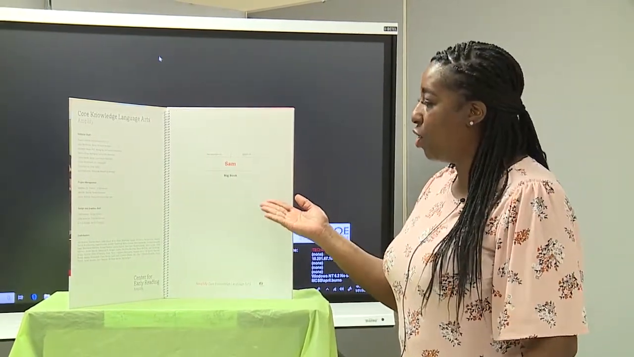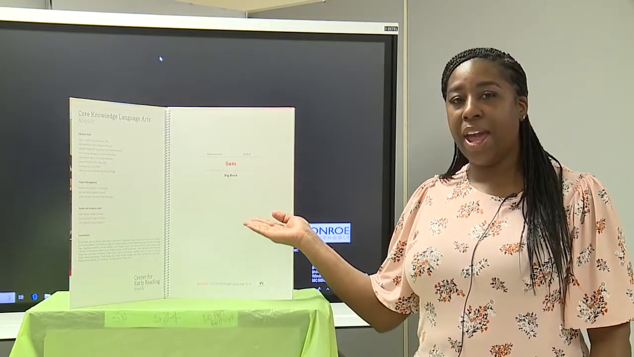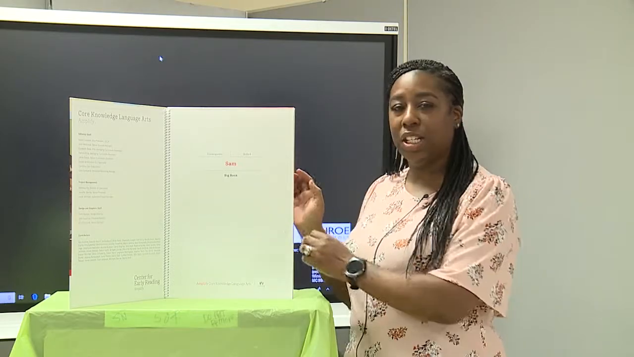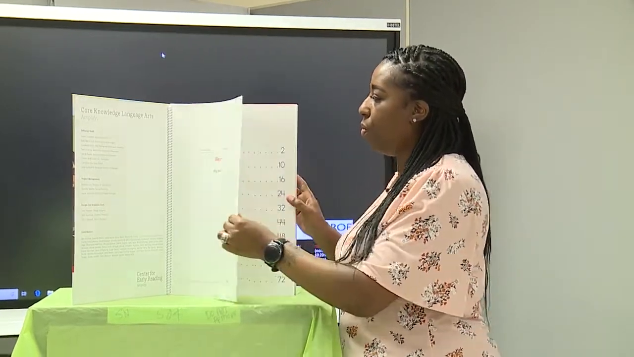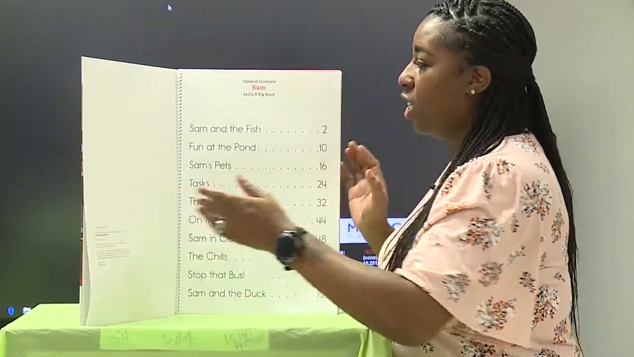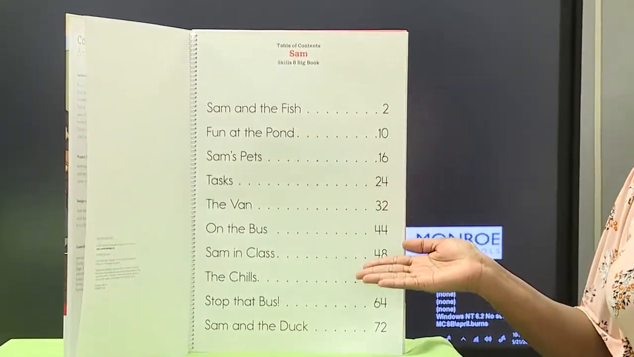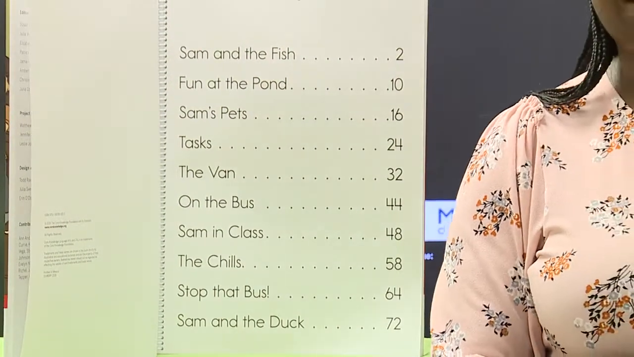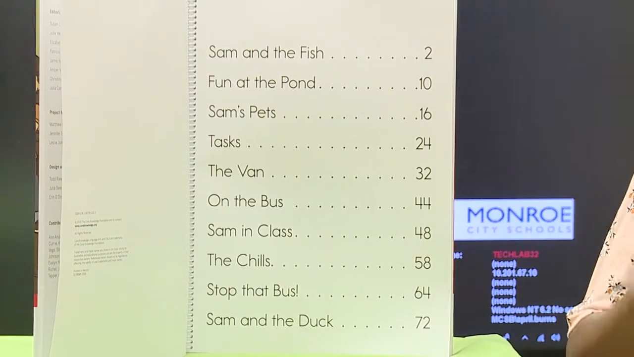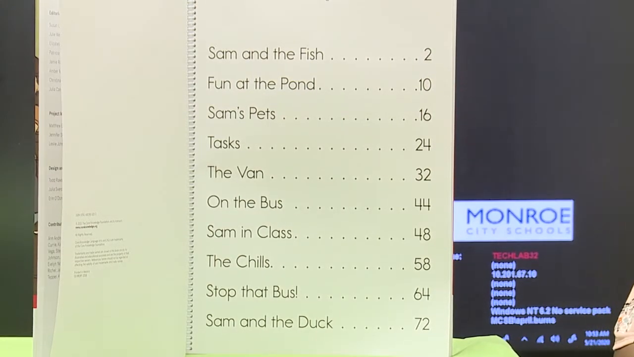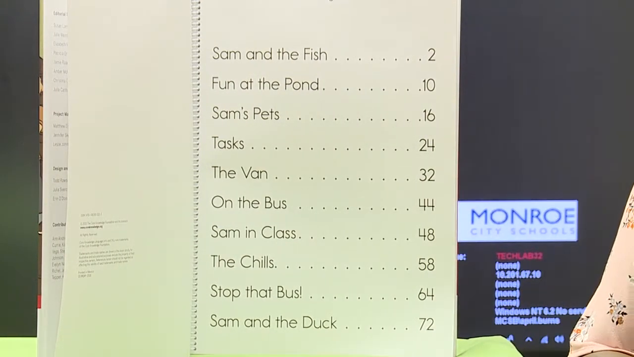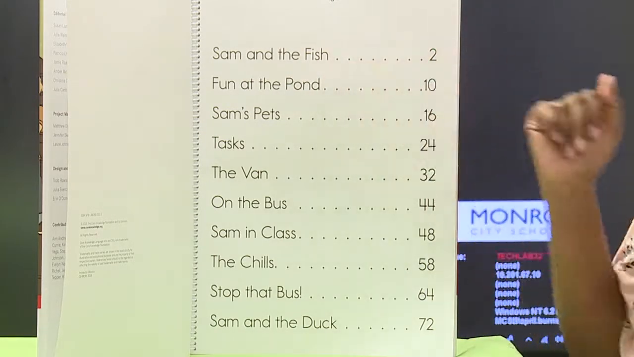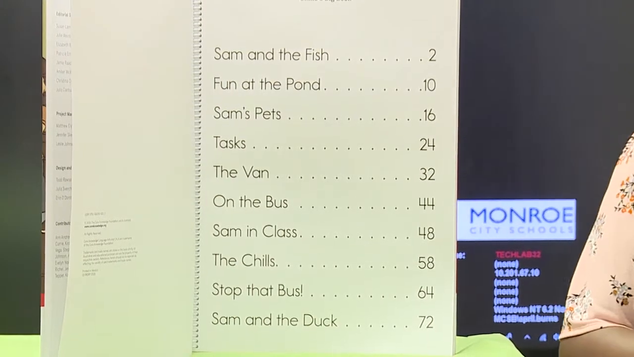So let's get back to my book. Remember, this is the title page. And on the title page, it has our title, and the name of our book is called Sam. Wow, look at this page right here. Who thinks they could tell me what this page is called? That's right, it's called the table of contents. But I bet you don't know what the table of contents tells us. That's right, it tells us the title of the story and what page it is on.